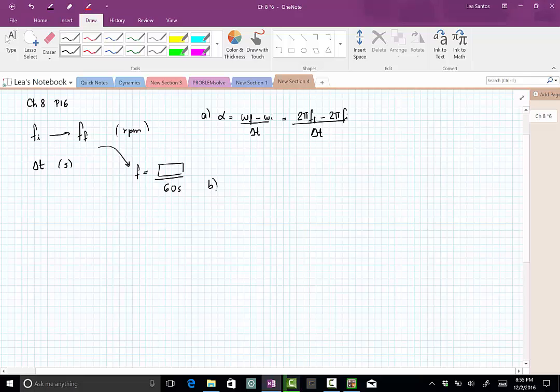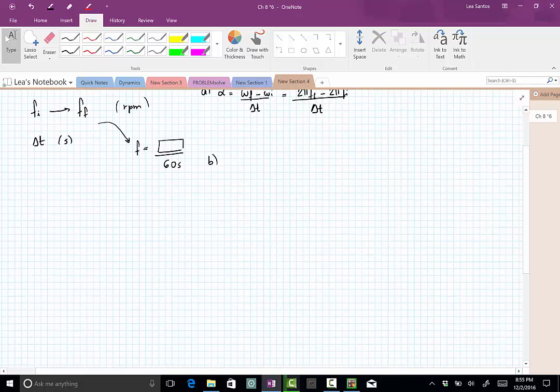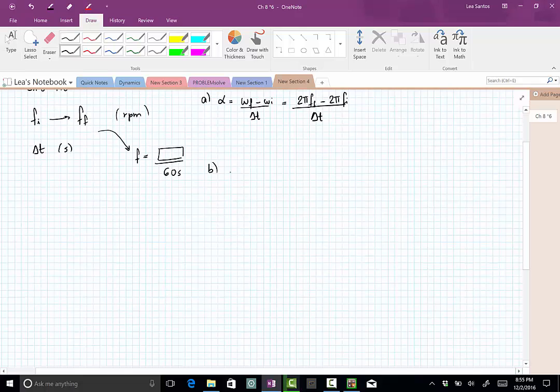Question B. Calculate the total number of revolutions the engine makes in this time. Well, to calculate the number of revolutions, a good idea is to get the total angle that this engine rotated. And for doing that, we can use the equation that we found. Theta is equal to the initial omega multiplied by time plus alpha divided by 2 t squared.